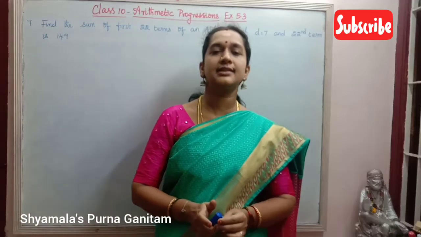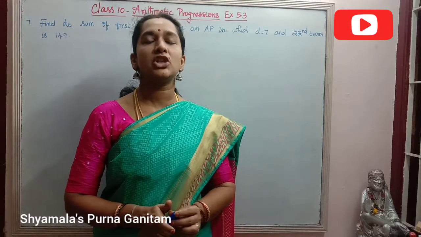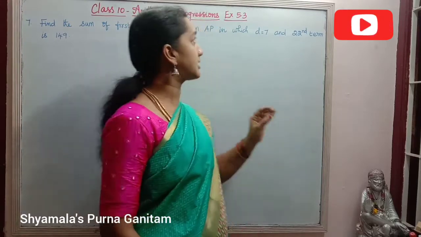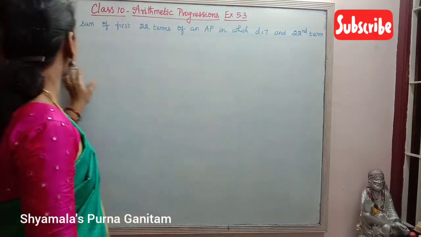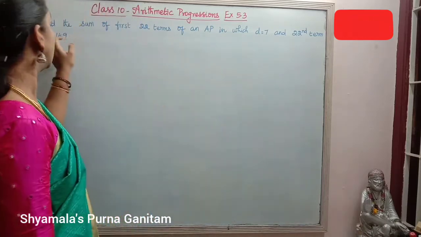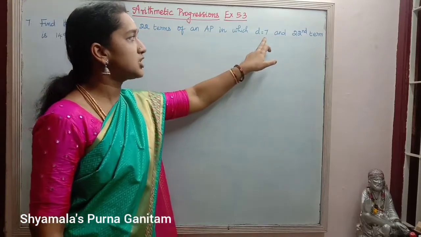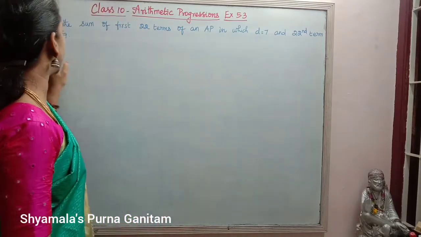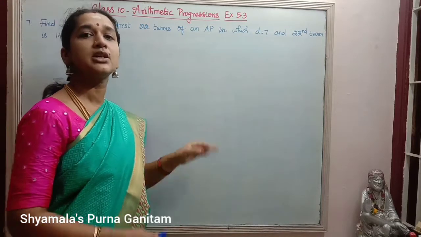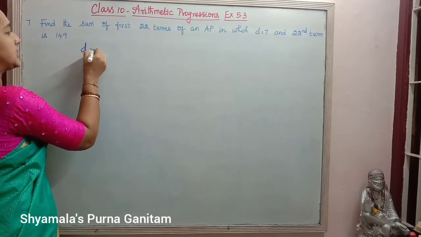Good morning students. In this class, I will be doing class 10 CBSE syllabus, 5th chapter arithmetic progressions, exercise 5.3. In that, 6 sums I have completed. I will continue with the 7th sum. Find the sum of first 22 terms of an AP in which d is equal to 7 and 22nd term is 149. Okay, so first we will write what are all the things given.